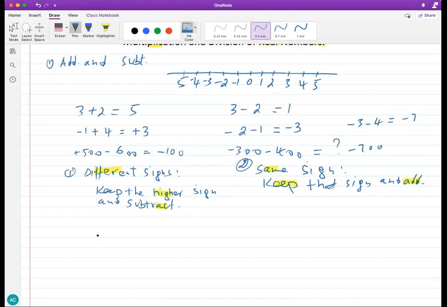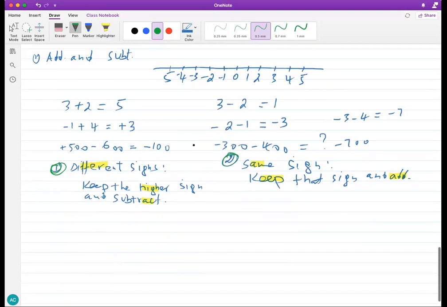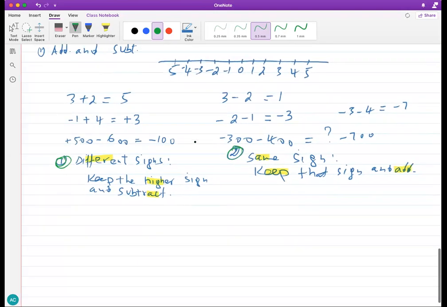Okay, so we'll get back later to some practice, when we combine multiple of these operations together. So that's number one and number two. Again, this only applies to addition and subtraction. Do not apply this to multiplication and division. It's a little different.